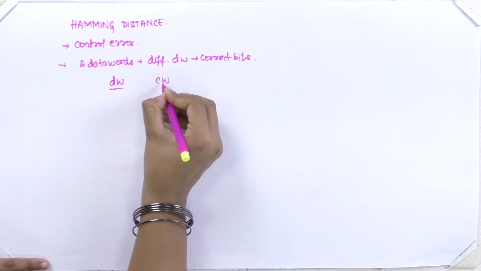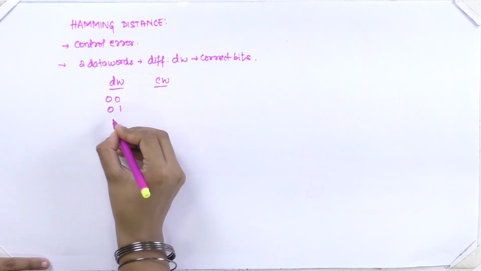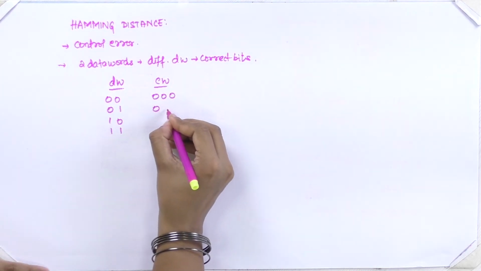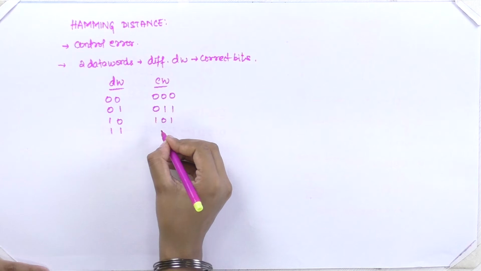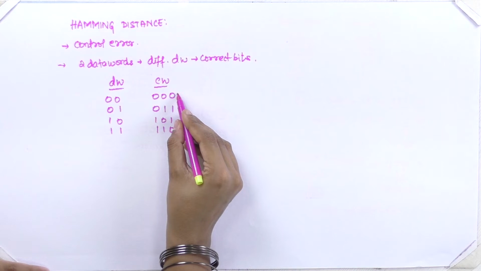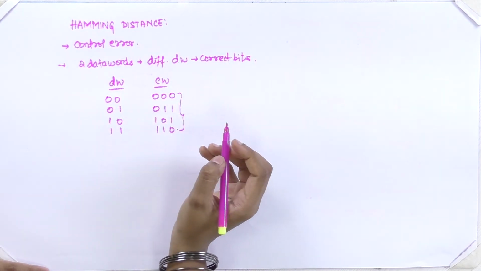So this Hamming code tells that, whenever you have 2 data words, the difference in the number of bits that got corrupted will be the Hamming distance. So let us look into an example which makes it a little clearer. This is my data word and this is my code word. Now we are looking into the difference in this code word.